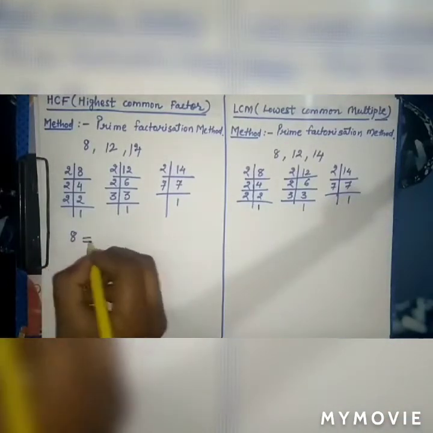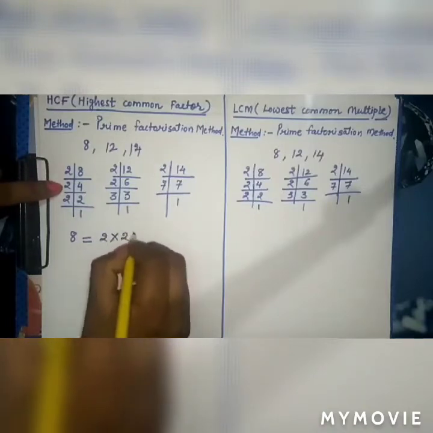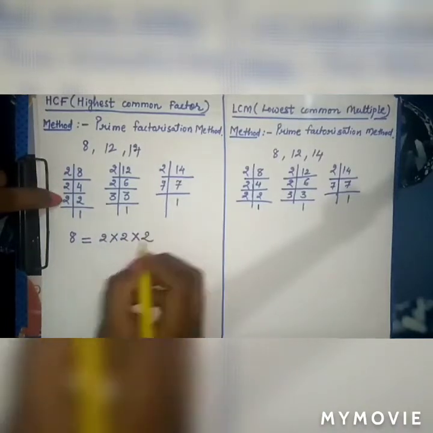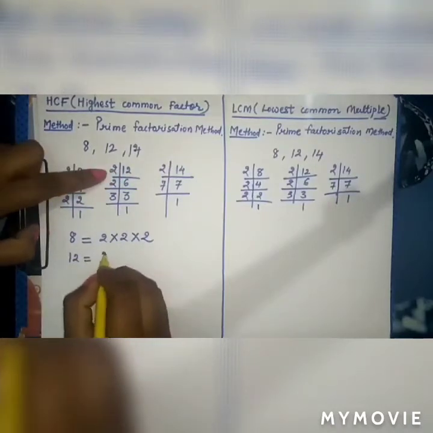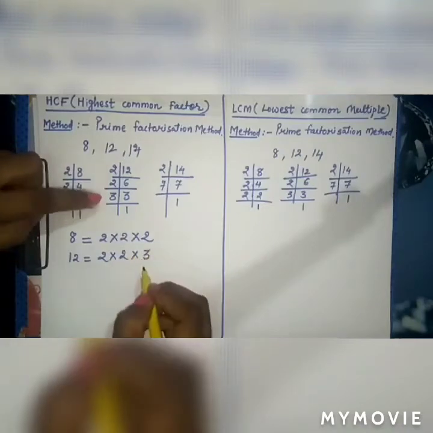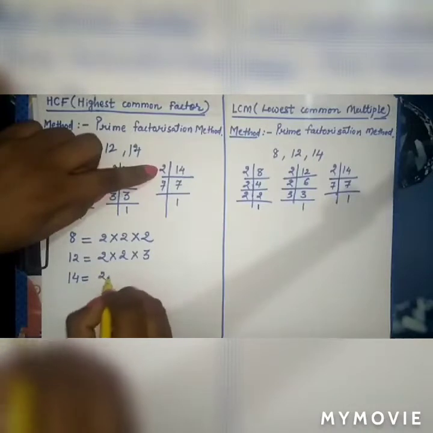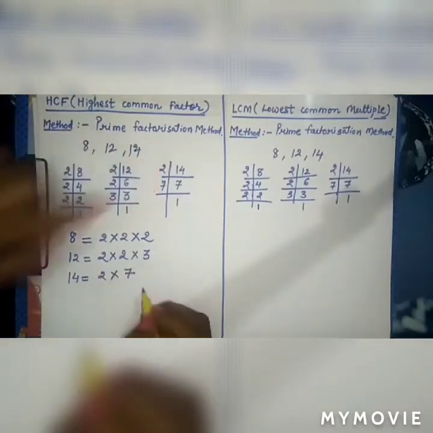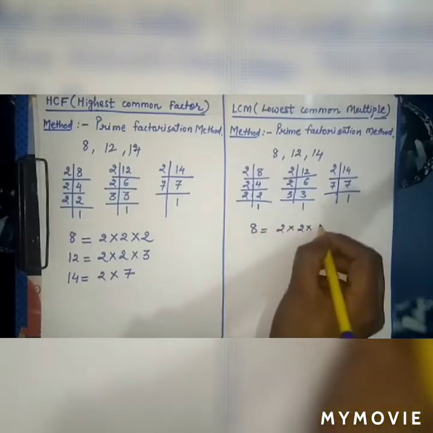Now this is step 2. Here we have to write down the numbers in multiplication form of their factors. For 8 we can write 2 cross 2 cross 2. For 12 we can write 2 cross 2 cross 3. For 14 we can write here 2 cross 7. Same thing we have to write down for the LCM. I am writing here for you.